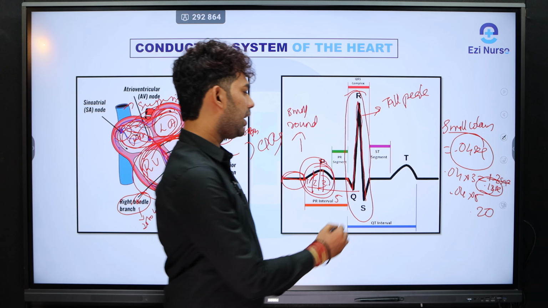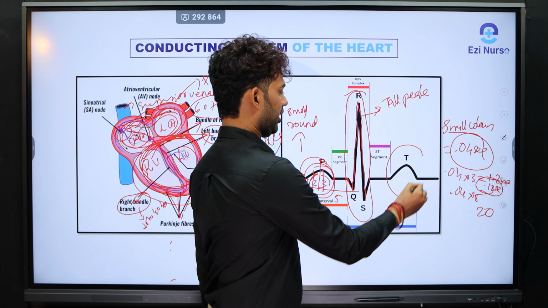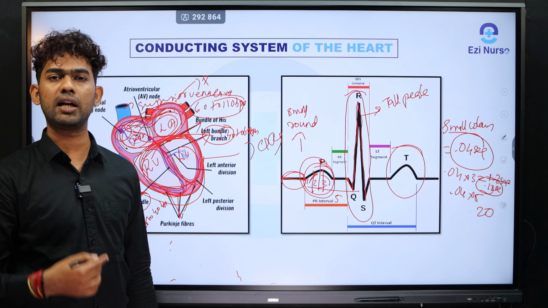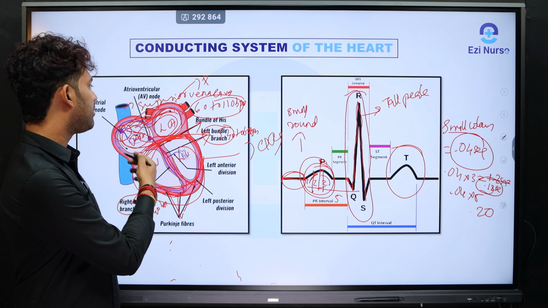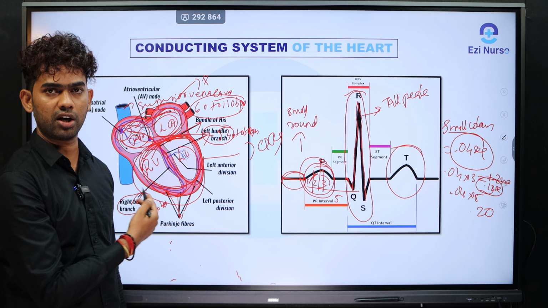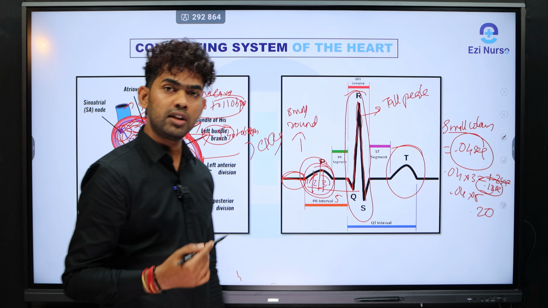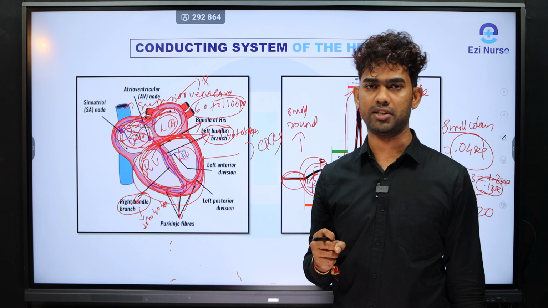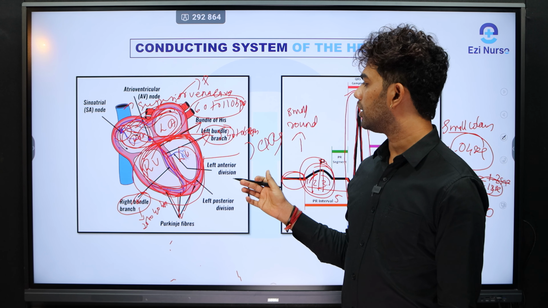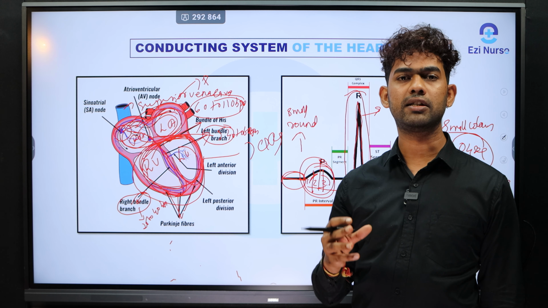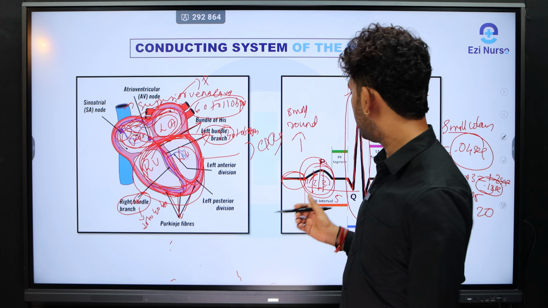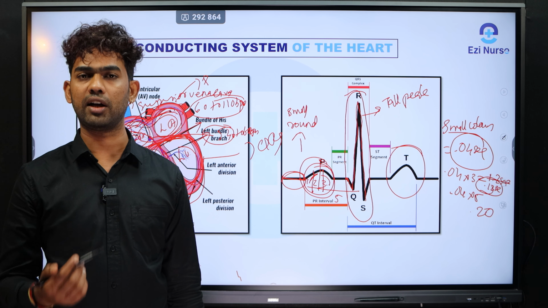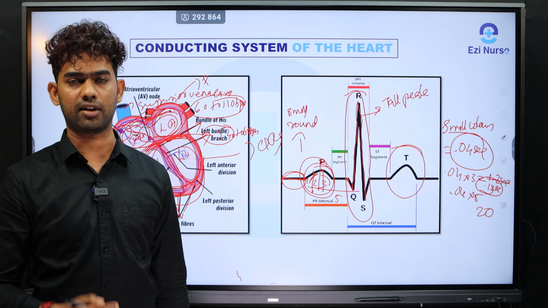Okay. Then about the T wave. The T wave is formed as a result of repolarization. We already discussed atrial depolarization and ventricular depolarization. The atrial depolarization is the contraction of the atria, and the ventricular depolarization is the contraction of the ventricles. So here the T wave is formed as a result of ventricular repolarization, or complete heart relaxation.